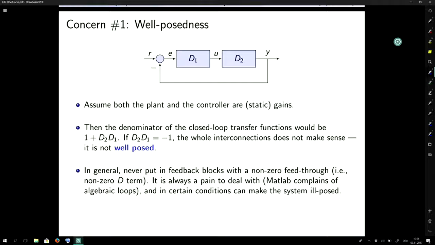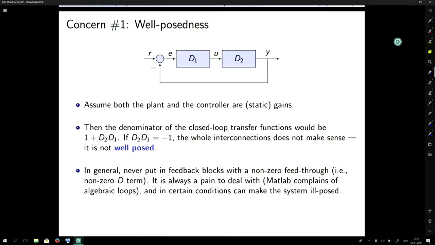Yep. Are those D1 and D2 in any way related to the D from the state space? That would be exactly the D, yeah. So if these are static gains, then D1 and D2 will be exactly the D matrices for those two systems, and the A, B, C will actually be the empty matrices. It will just not be anything. Okay, so this will be exactly the D terms.